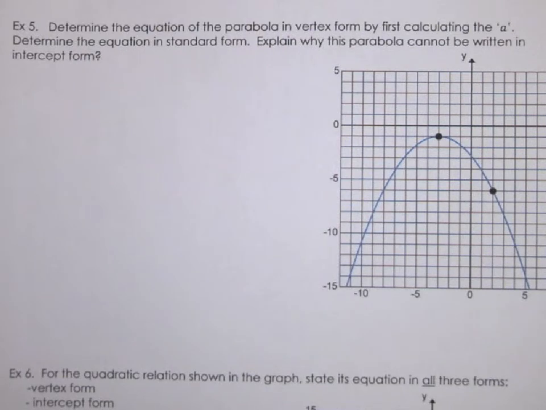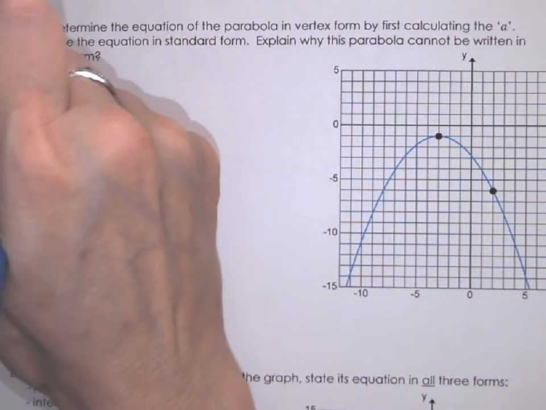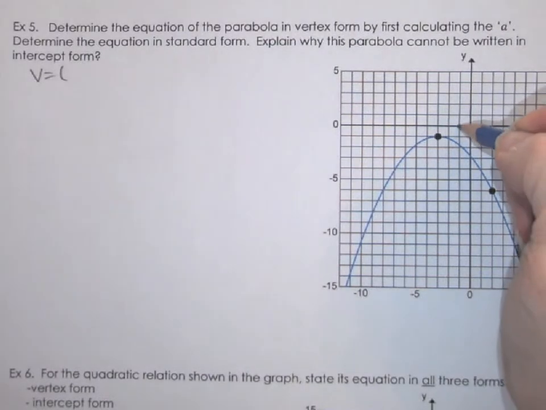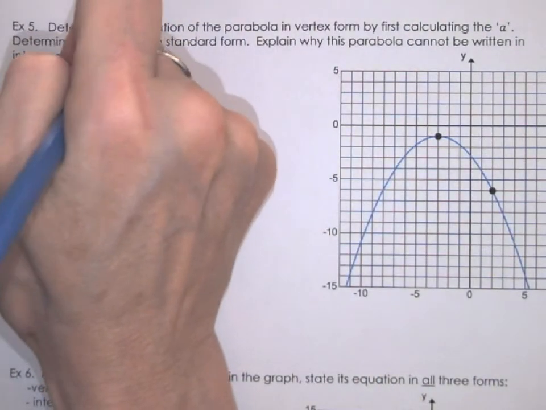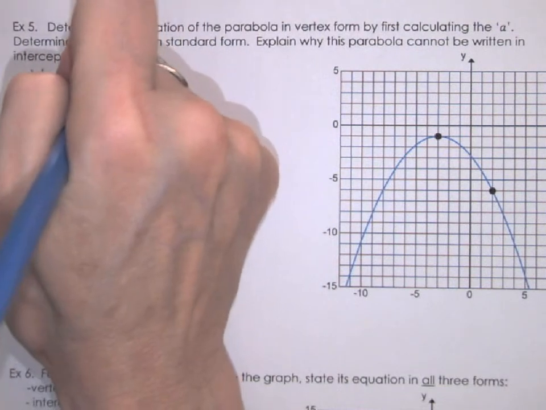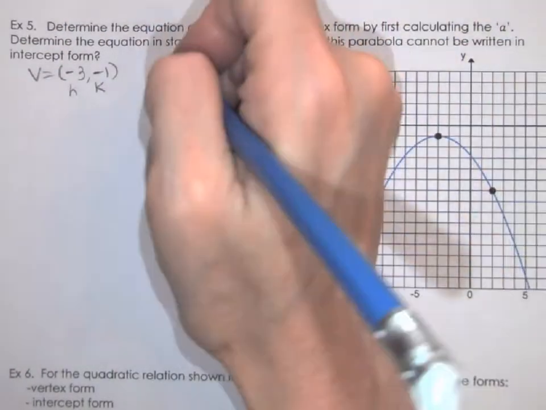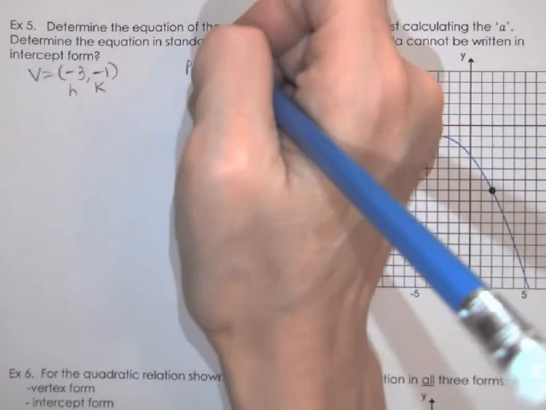Okay, so first we always want to look at what information we're given. So we're given the vertex, so I'm going to figure out what its coordinates are and write it down. So negative 3 for x, and negative 1 for the y value. So those are our h and our k. And we're also given that there's a point on our parabola that has the coordinates 2, negative 6.